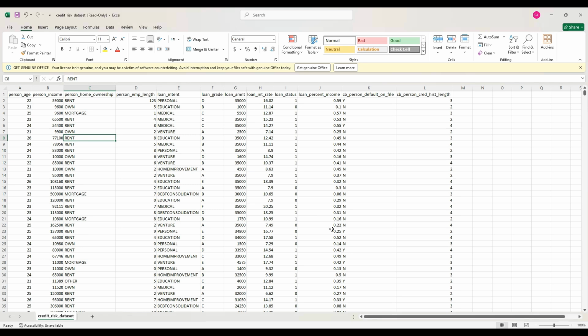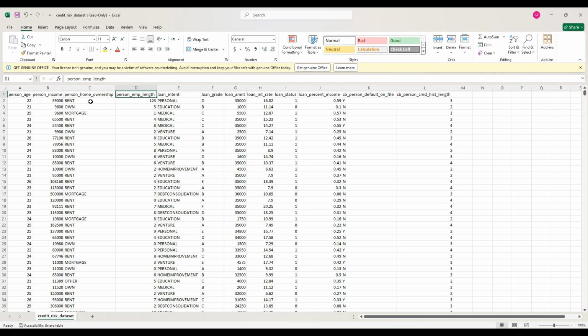We won't go through all of them, of course, but it's nice to just see the columns as is and try to interpret and explain what each one means. So the person age is self-explanatory. Person income is also okay. The person home ownership seems to be a categorical column where we see whether the person is renting, owning, or has a mortgage on their house.